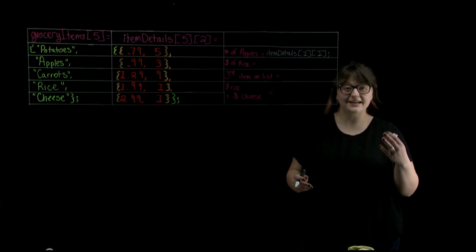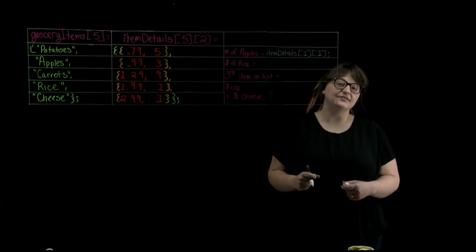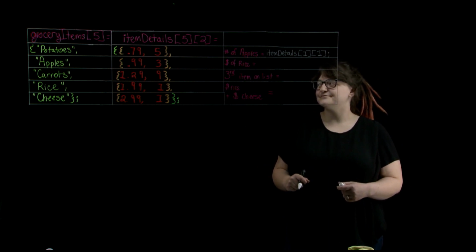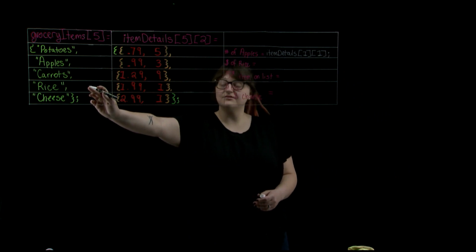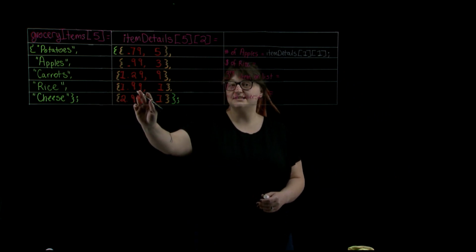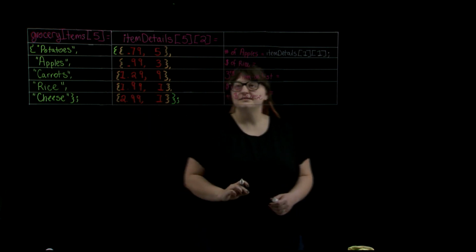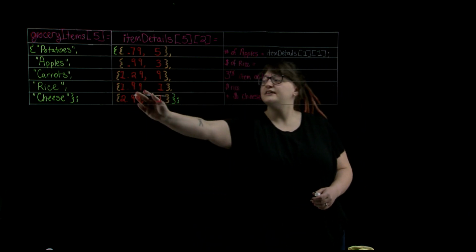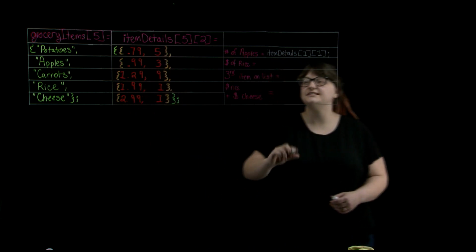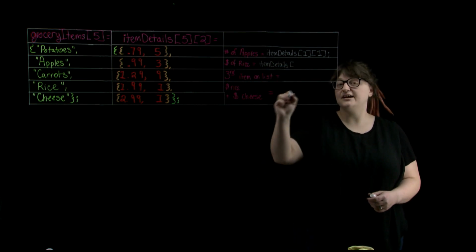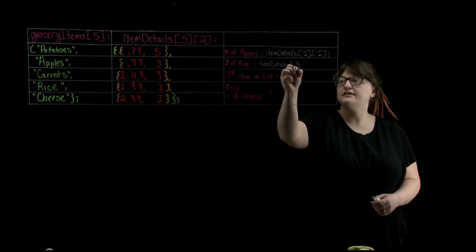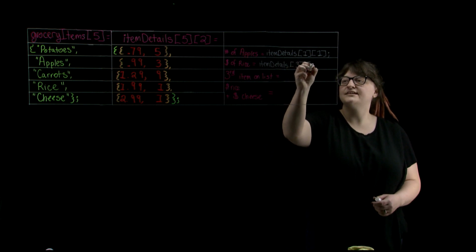Great. Next, what about the price of rice? We know rice is right here. It's our fourth item, which means it's going to be index 3, right? And then our price is the very first column, so that's index 0. So in order to call the price of rice, that is also going to be our item details array. Okay, and then we have row index 3, column index 0.